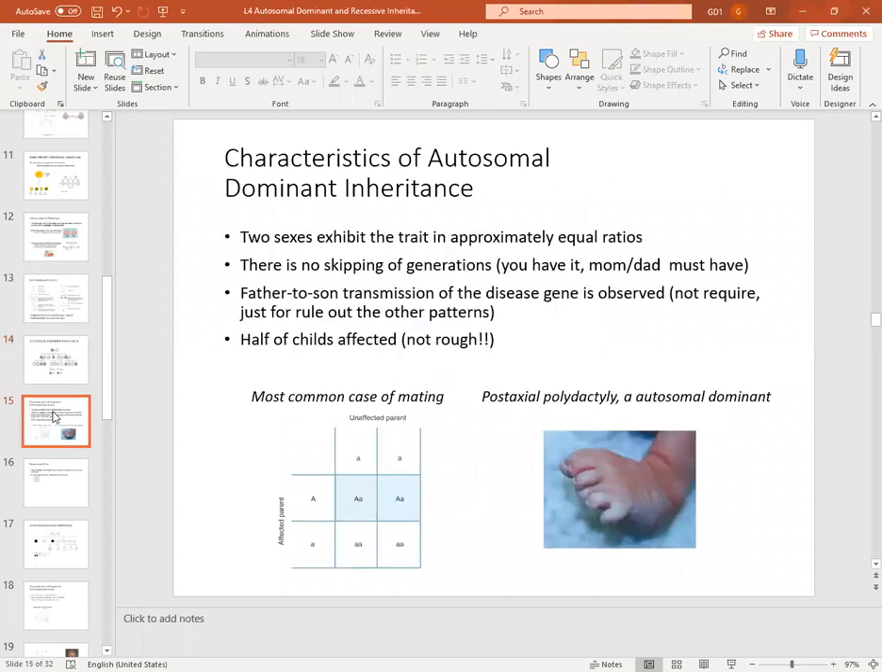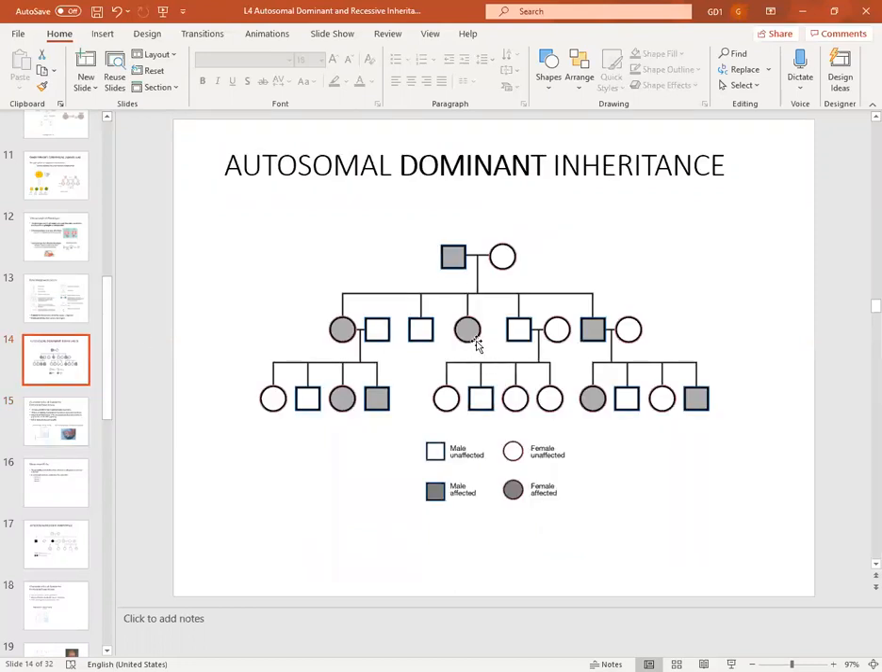So these are the characteristics of autosomal dominant inheritance. Like we said, the two sexes exhibit the trait in equal ratio, right? So it's not related to sex-chromosome linkage. And then there is no skipping of generations. If you have it, your mom or your dad will have that kind of disease. So no skipping; skipping is something that shows up in a later generation.